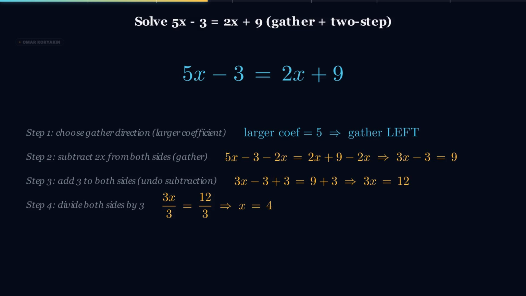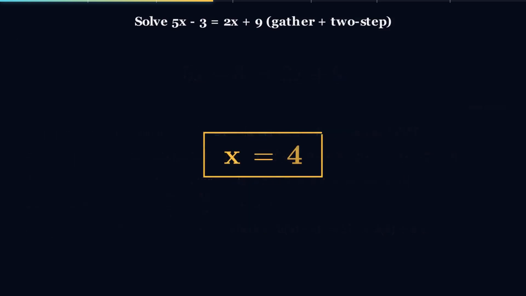Verify: 5 times 4 minus 3 equals 17, and 2 times 4 plus 9 equals 17. Both sides equal 17, so the solution is verified. So the solution is x equals 4.